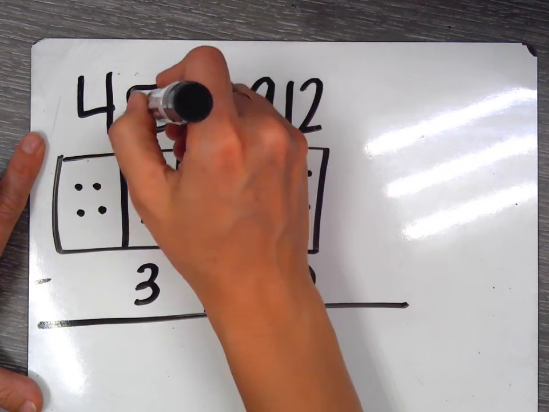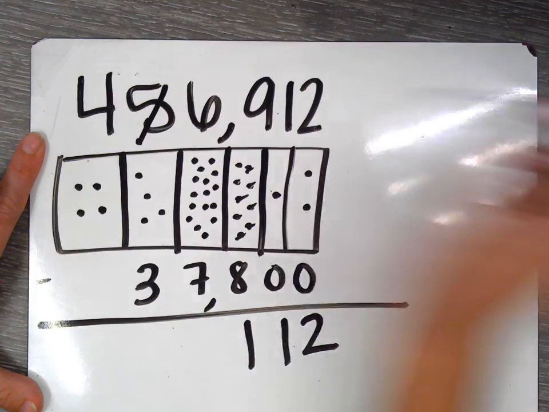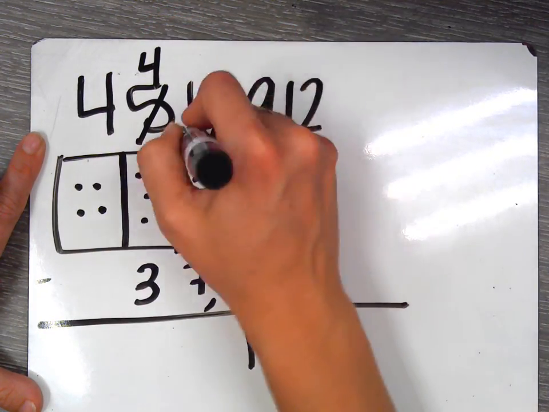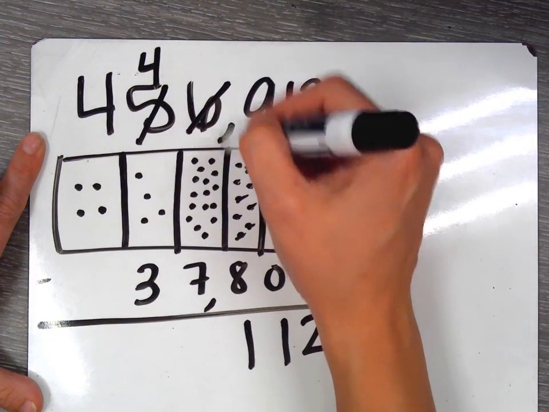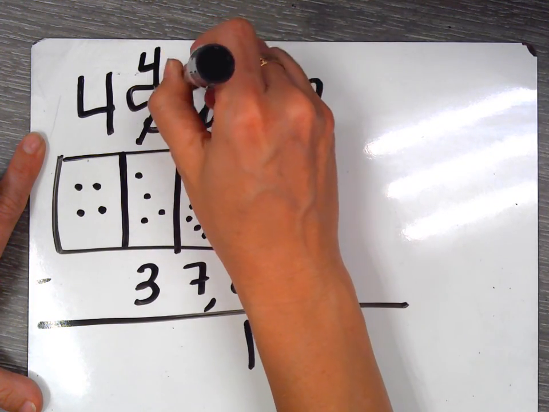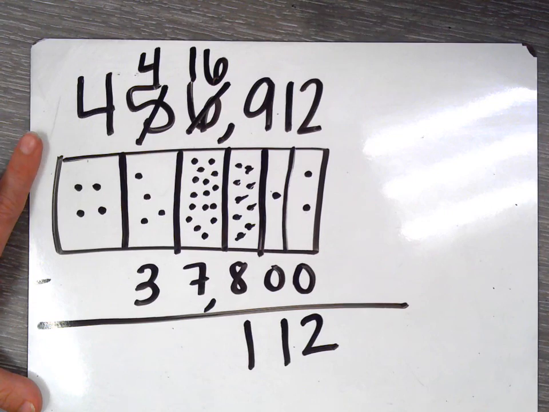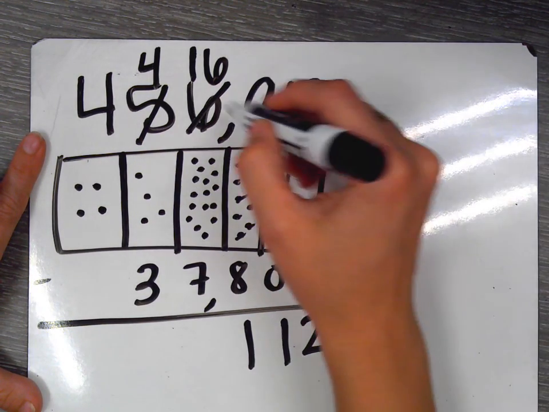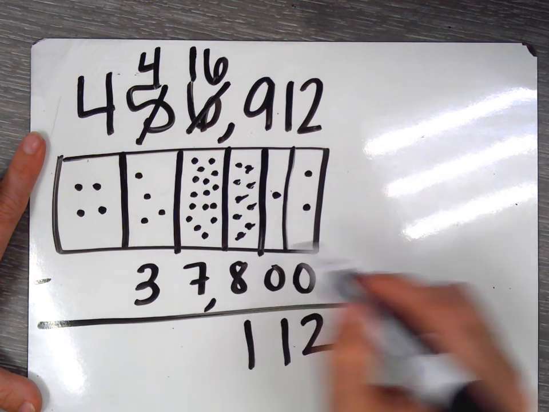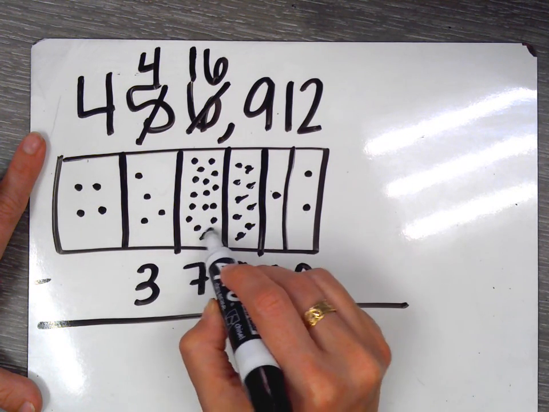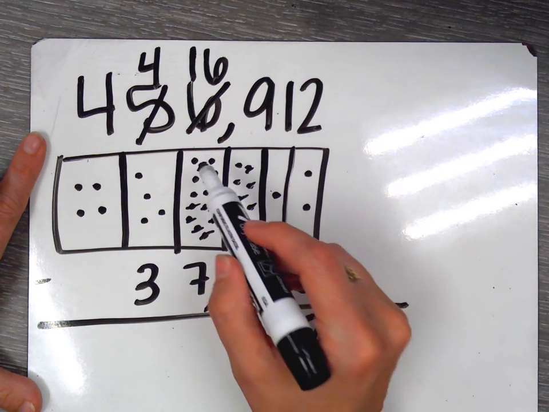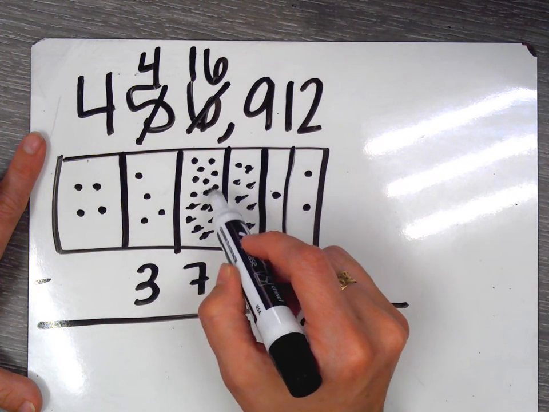So I borrowed one from here, so now there's only 4 in my 10,000s column. And now in my thousands column, I had 6, but I borrowed that 10 over. Now I have 16. Alrighty, let's see. 16 minus 7, do I have enough? Absolutely. 1, 2, 3, 4, 5, 6, 7. How many do I have left? 1, 2, 3, 4, 5, 6, 7, 8, 9.